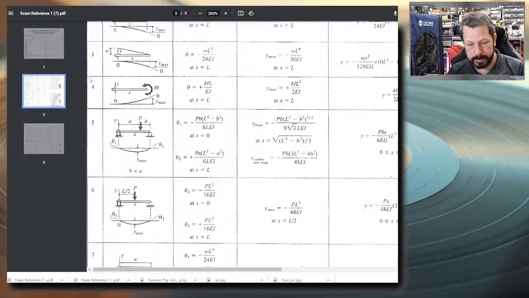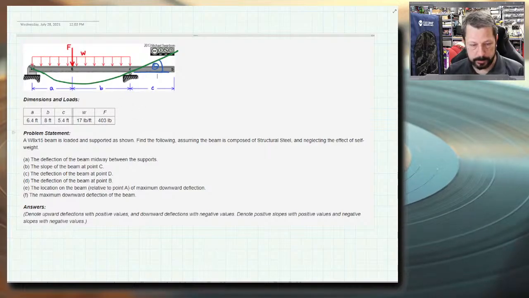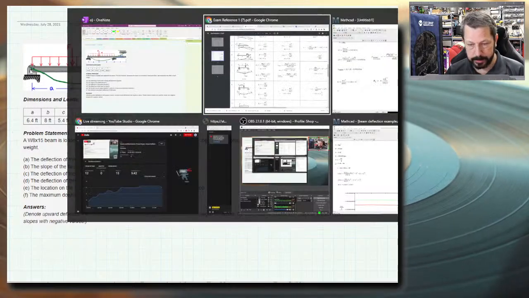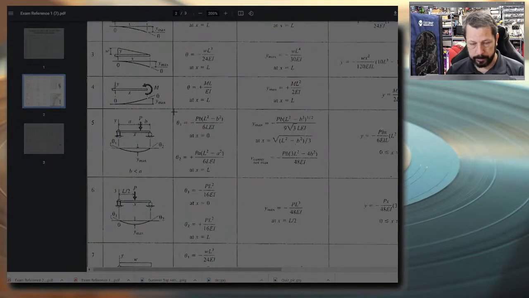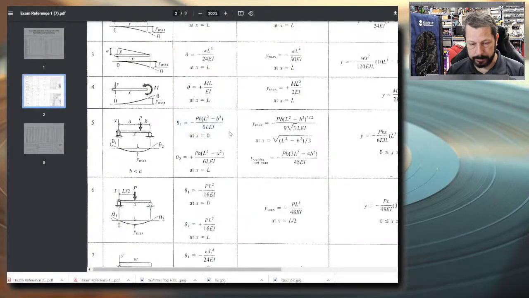mirrored from this one. So we want the slope that's further away from the point load, right? So here's the point load right here, and we want the slope further away from it compared to this one. So in this picture, that is theta 1. So we want this angle for our slope at the end of the beam.